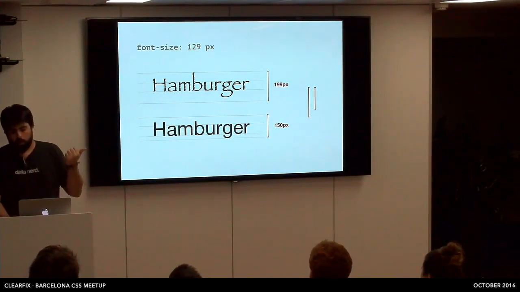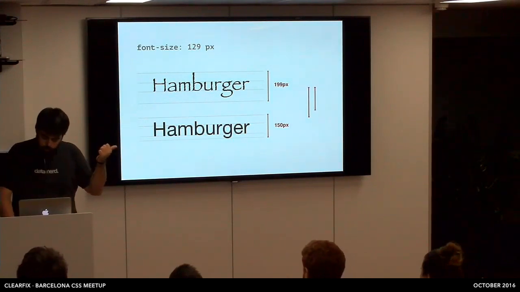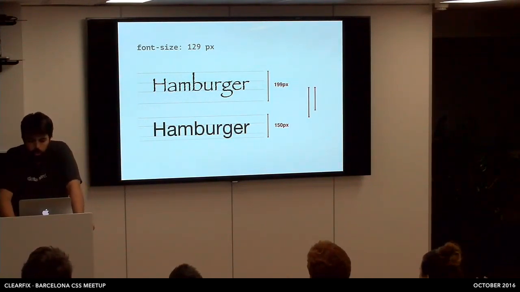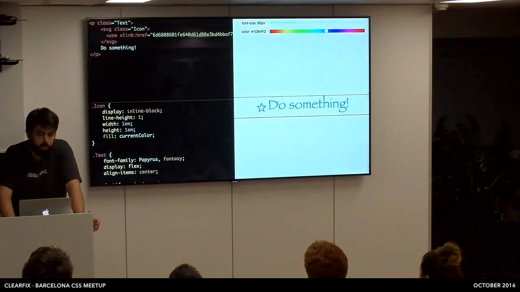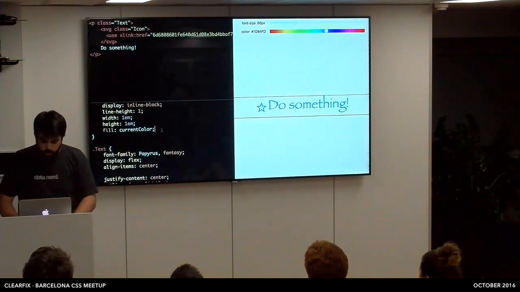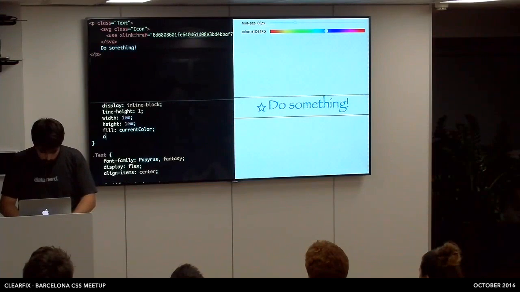If we check the same example we have seen before with the Papyrus font, what will happen? We can see the alignment is broken, right? So how can we fix that? Because the elements are properly aligned. I mean, if I set on line, sorry.